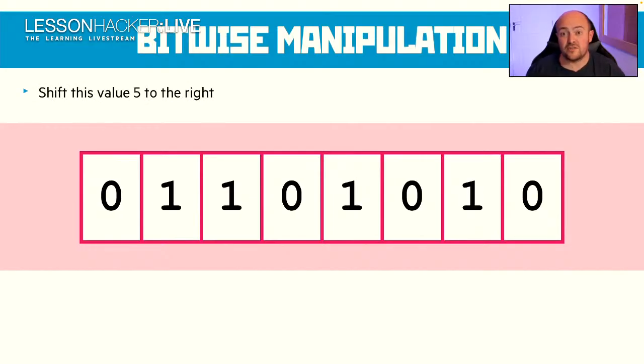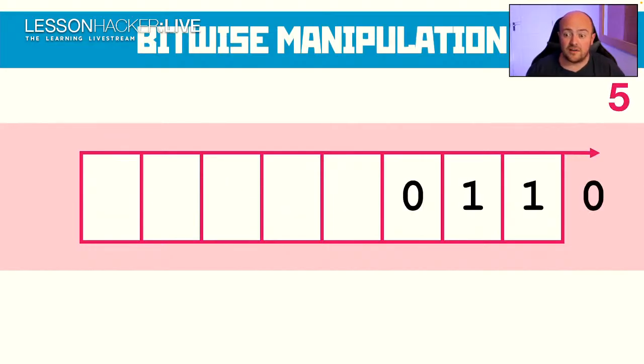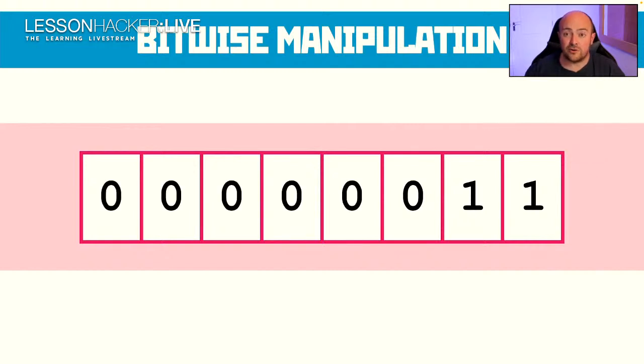Shift to the right. We're going to move it to the right 5. 1, 2, 3, 4, 5. And fill the blanks with zeros. Again, I'd be crossing off the 5 numbers on the right-hand side and adding 5 zeros on the left. Simple, easy, straightforward.